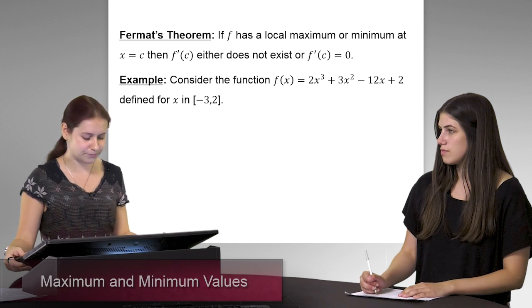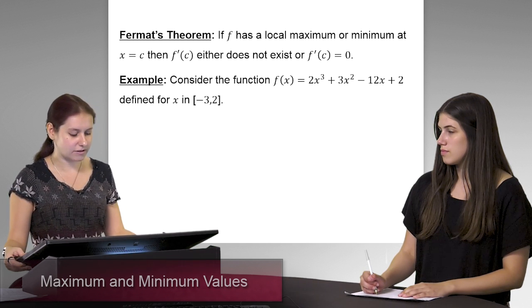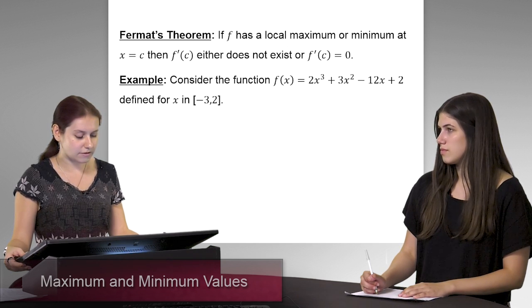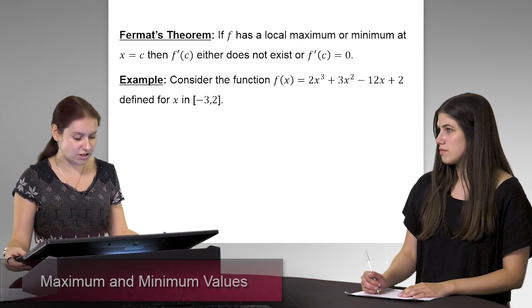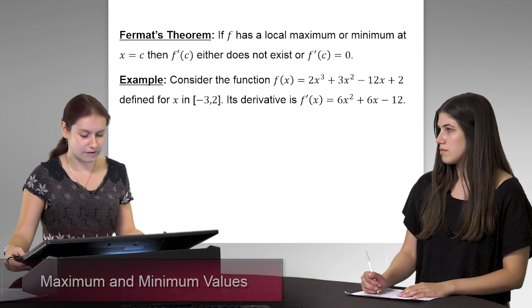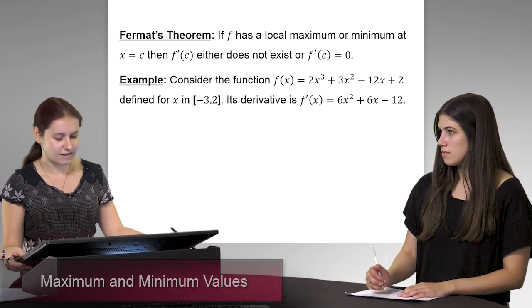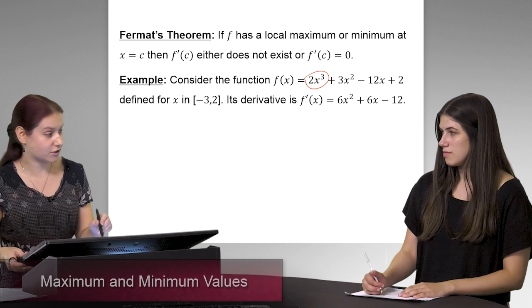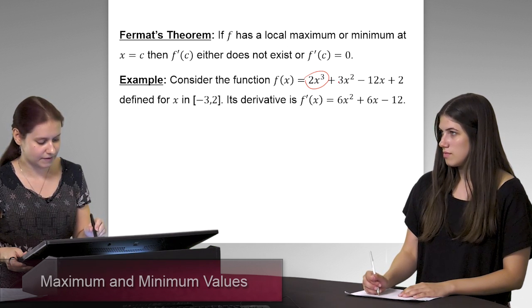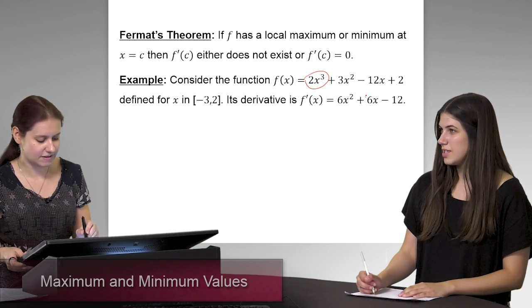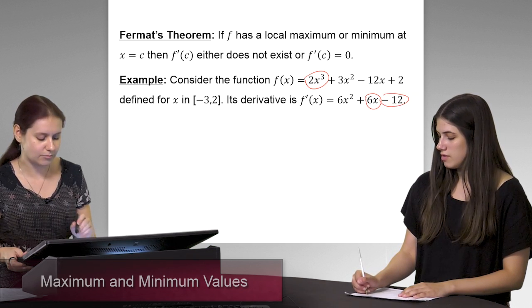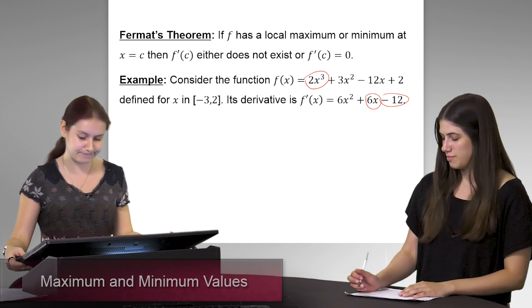Here's an example. The function is given, if we remember this function from negative 3 to 2, remember the graph, and we had the graph. So let's check if it's true or not. The derivative is 6x squared, remember, from 2x cubed, plus 3x squared gives me 6x, and negative 12x. Negative 12. And plus 2 gives you 0.